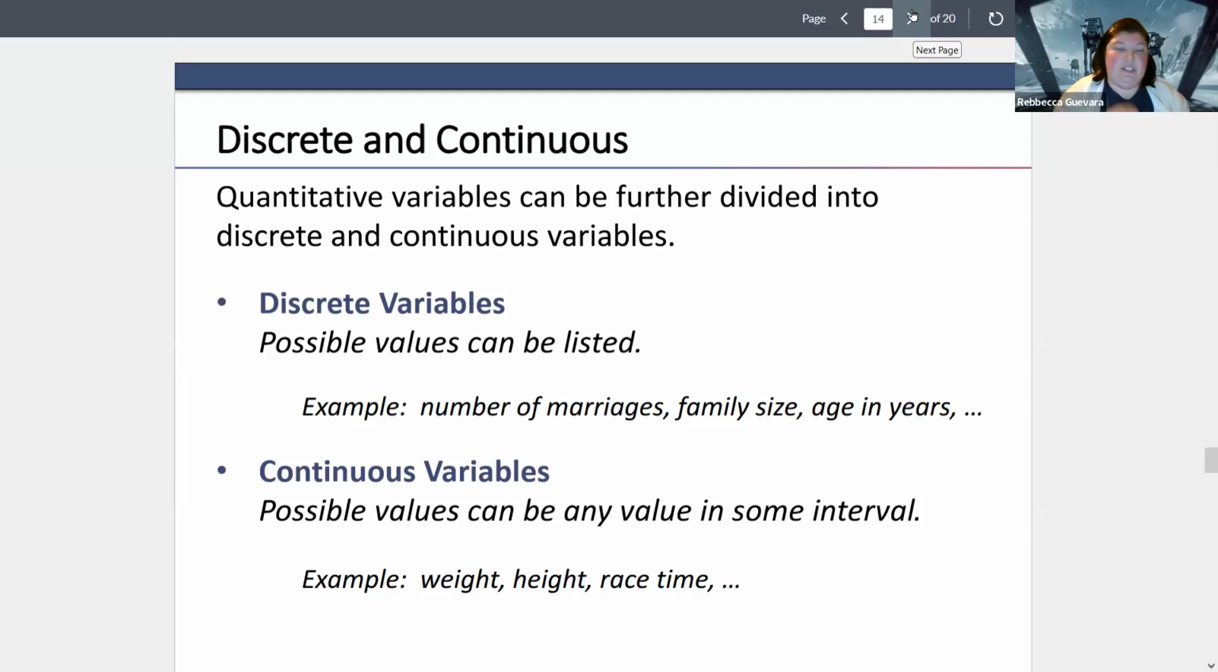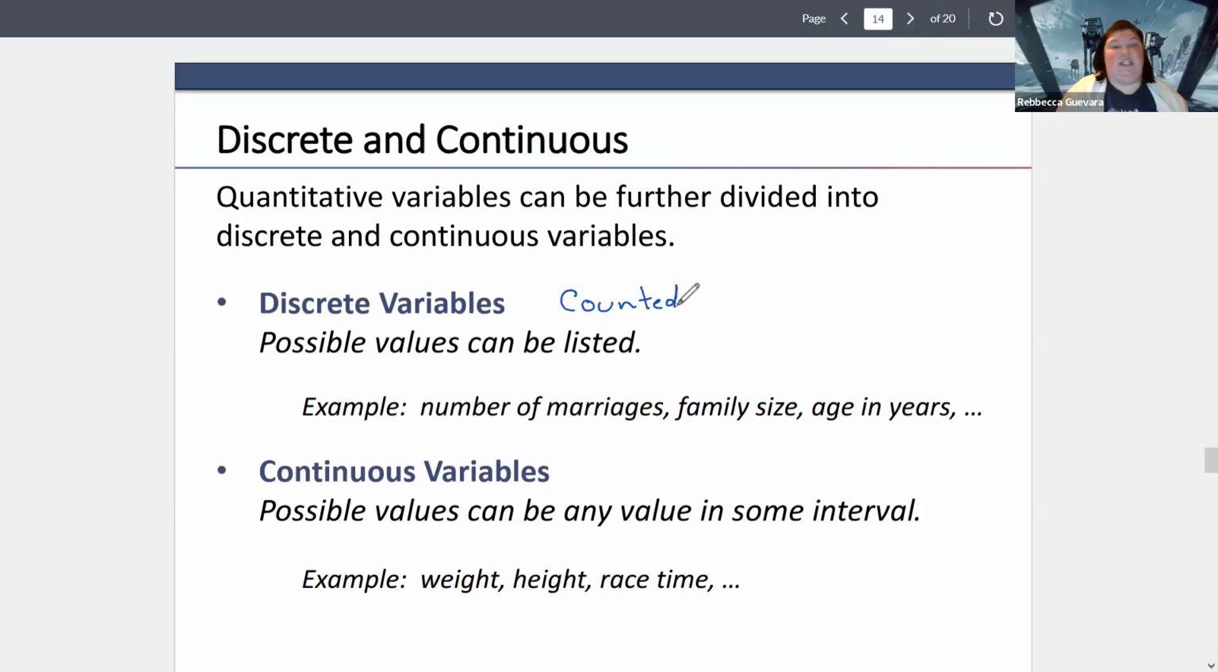So discrete means that the possible values that it could be can be listed. Essentially, you can count them out. So usually that's going to be things like number of marriages, your family size, or your age if you counted it in just years simply and not portions of a year. So usually this is stuff that can be counted.